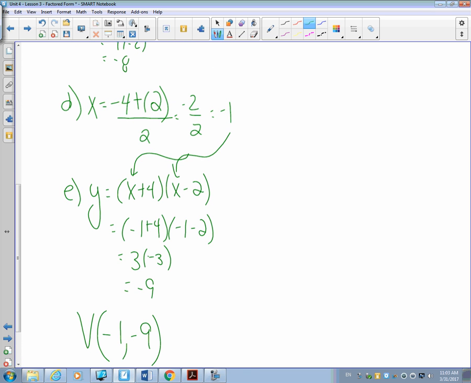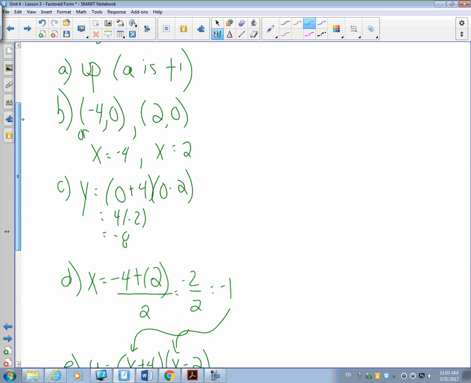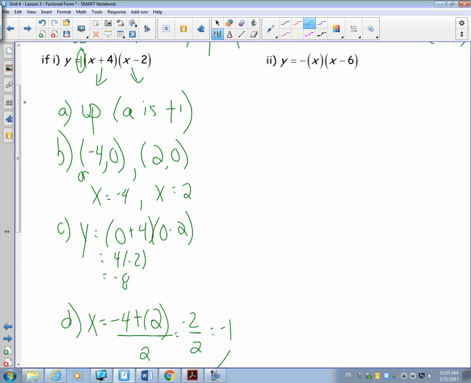And there's some basic properties you can figure out. I could draw it now. I could draw my zeros, my vertex, the direction of opening, all that good stuff, just by looking at the equation. Now we're going to try the next one. Same 5 questions. So part A, which way does this open?